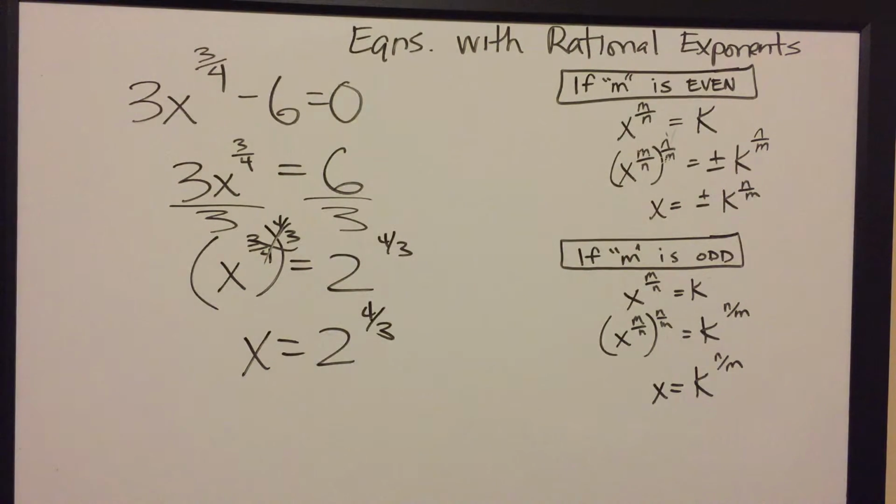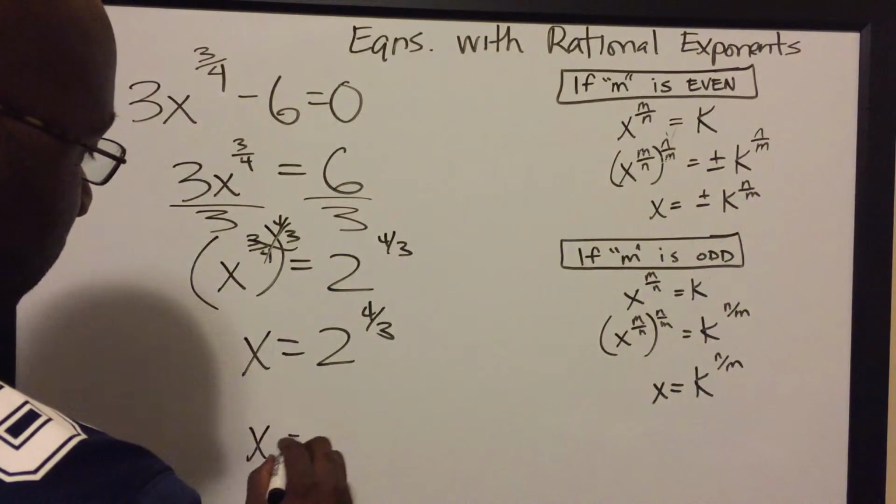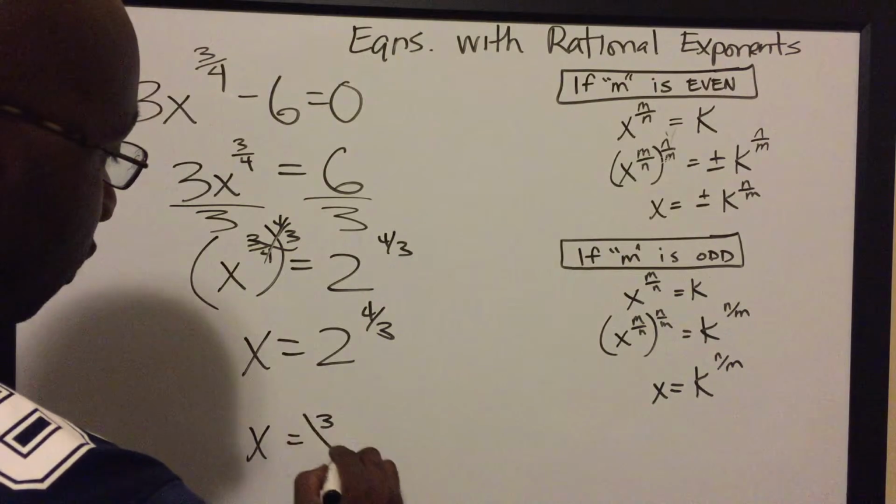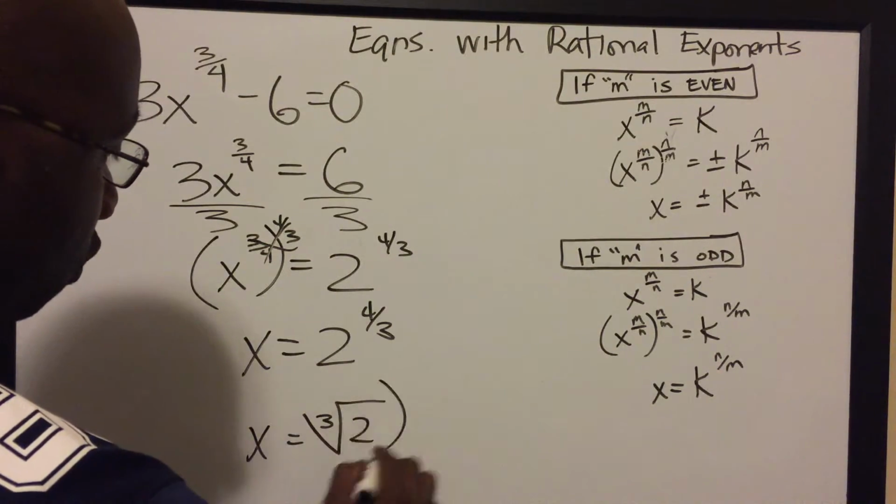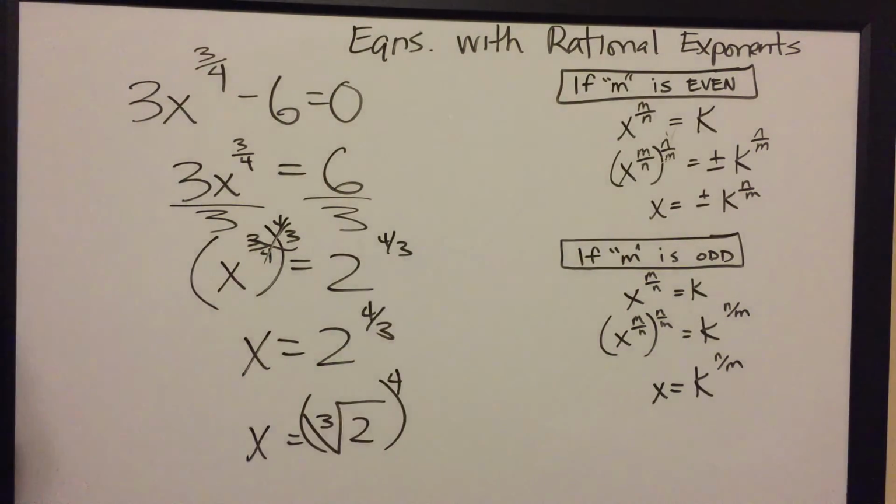So x is equal to 2 to the 4 over 3. And then we plug it into the same formula that we had last time. x is equal, this time it's the cube root of 2 raised to the 4th power. And we leave it like that. Because what's the cube root of 2? It's some weird number. So it's not a perfect cube, so we can just leave it exactly like that, guys. All right.